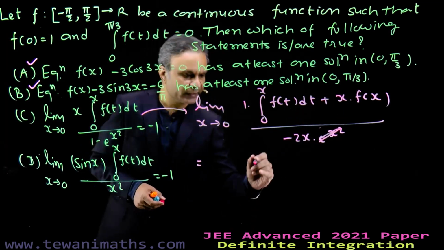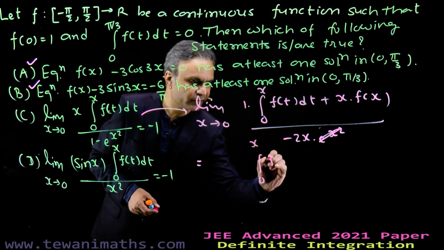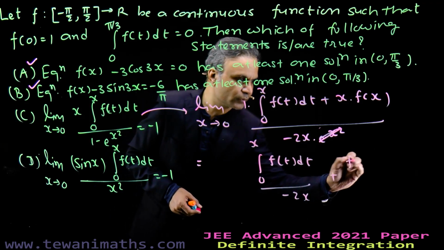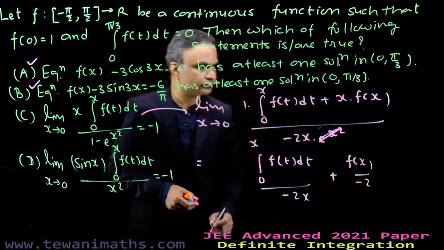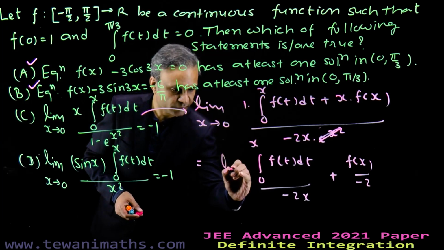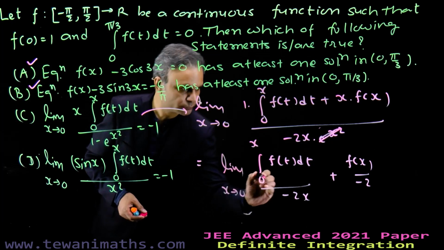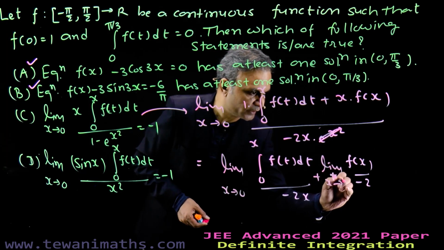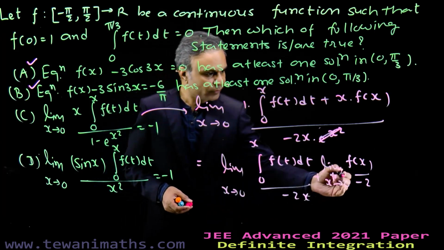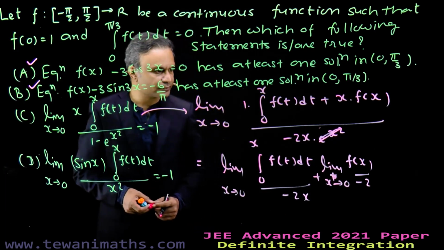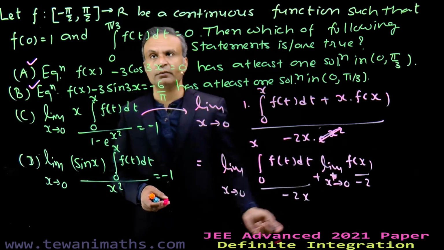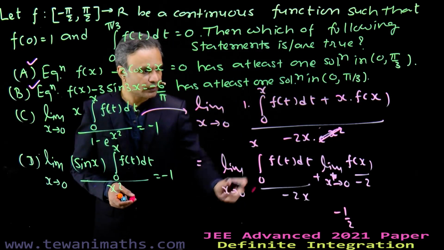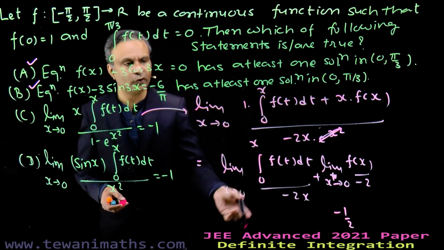We split from this plus sign, and we find this definite integral over minus 2x plus f(x) over minus 2. We have limit x tends to 0; here we write separately limit x tends to 0. Now here we can put x equal to 0, we can use direct substitution. So this will be f(0) over minus 2, f(0) is 1, so we have here minus 1 upon 2. Now this is still an indeterminate form, 0 upon 0 form.